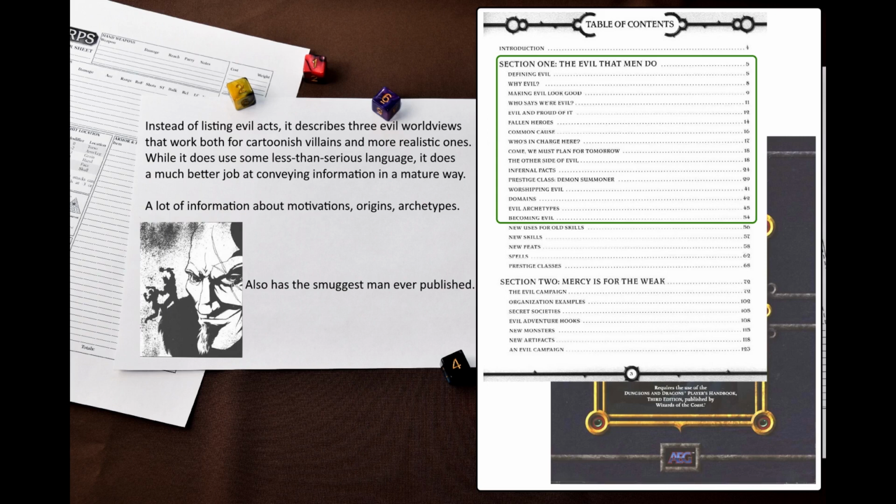Not only does this chapter describe how such characters and societies operate, but it also explains why they do so. Then it goes on to describe various motivations, possible origins and archetypes for anti-heroes and villains, going deeper into the topic than the Book of Vile Darkness did. It even talks about what makes a human villain different from, for example, a dwarven villain, which is nice.